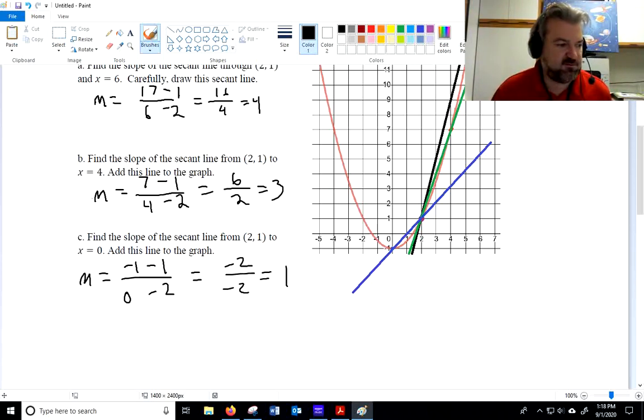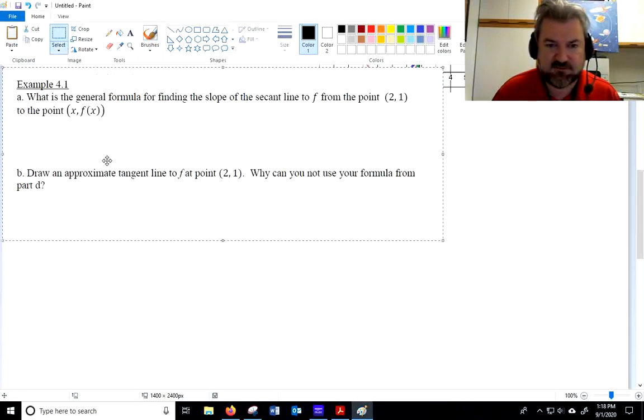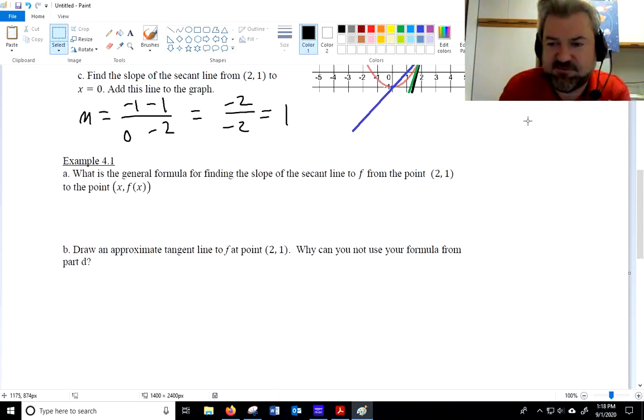All right, so now I want to keep that up there, so I'm just going to scroll down a little bit here. What is the general formula for finding the slope of the secant line to f from the point (2, 1) to (x, f of x)?